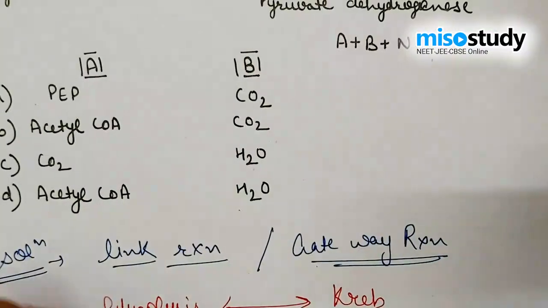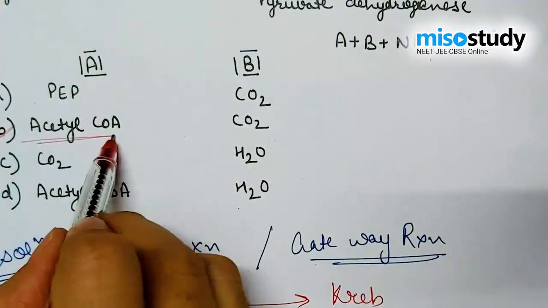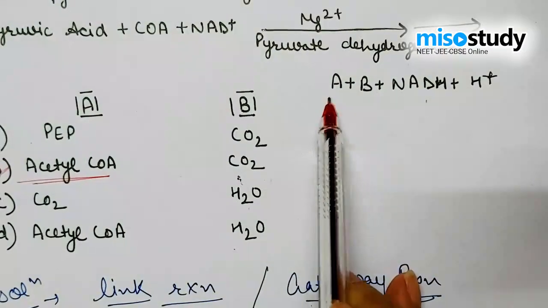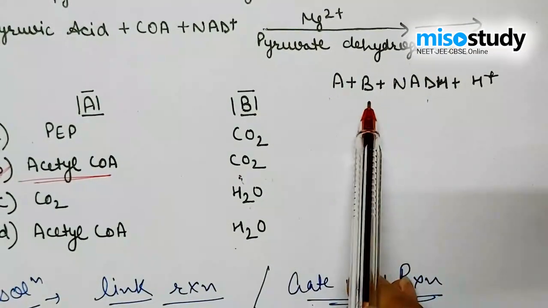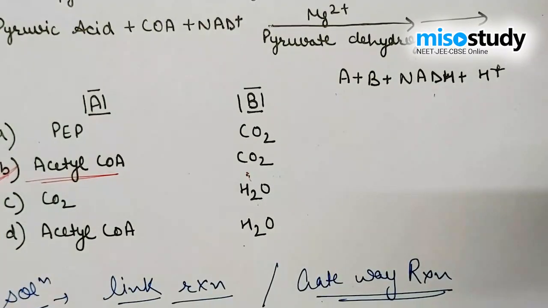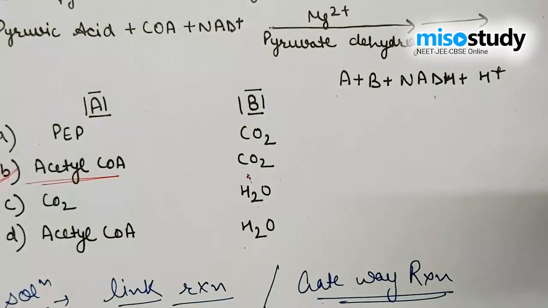Let's mark the right one in the option, that is B: A for acetyl coenzyme A and B for carbon dioxide is the right one in this case. Let's discuss the next question from the chapter Respiration in Plants.